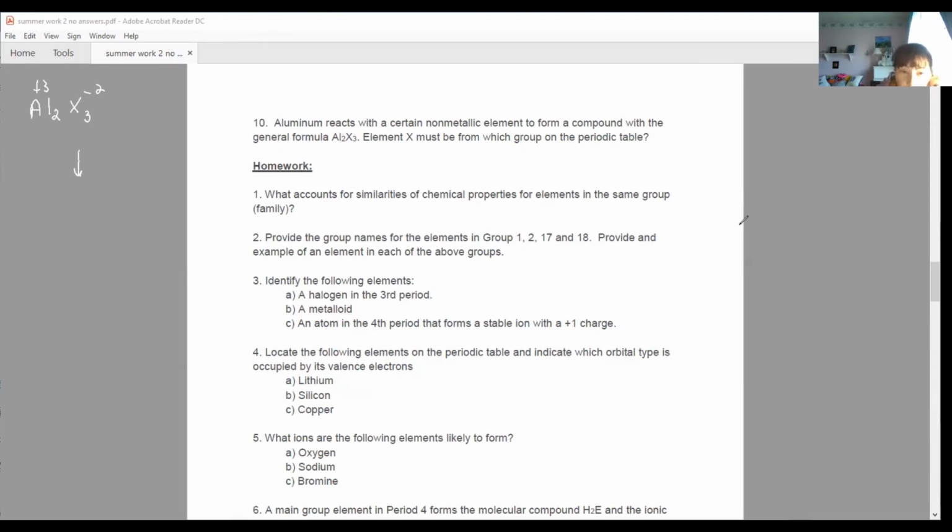Identify the following element, halogen in the third period. That one has to be chlorine. A metalloid can be boron, silicon, germanium, any of those. An element in the fourth period that forms a stable ion with a charge of +1. That would be potassium. Locate the following element. I think you can do that. Okay.